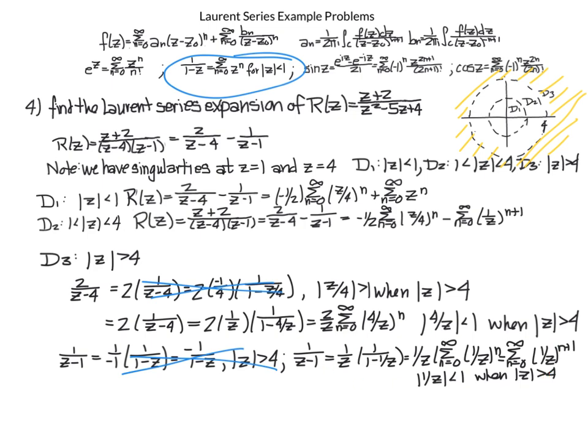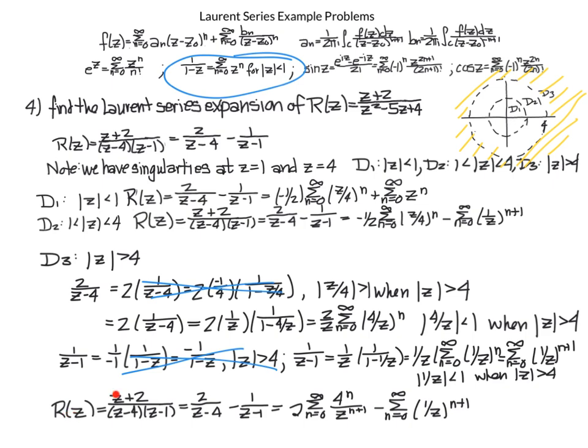So I'm good here. Now I'm ready to write my r of z, which is (z plus 2) over (z minus 4) times (z minus 1), by our partial fractions decomposition is equal to 2 over z minus 4 minus 1 over z minus 1, and our 2 over z minus 4 is equal to, I did a little bit of manipulation here. I moved the z into the summation, but I still have 2 on the outside, summation 4 to the n over z to the n plus 1, and then I have minus, and then for our 1 over z minus 1, I have summation 1 over z to the n plus 1. So this is my final answer.